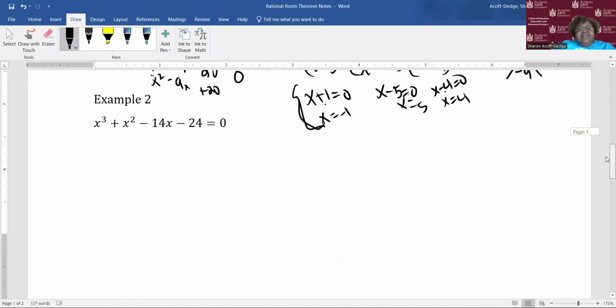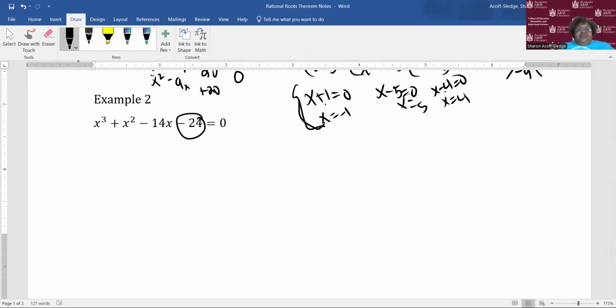Okay, now let's look at another one. This is another example. I want you to try it first and then come back and compare your solution to what we did. So now P over Q, and Q is equal to 1. So all of these are going to be over 1. And it's real nice when your leading coefficient is 1. Your possible solutions are simply just the factors of your constant term.